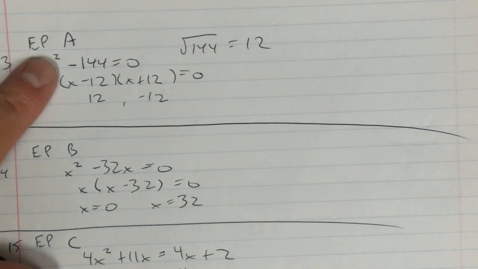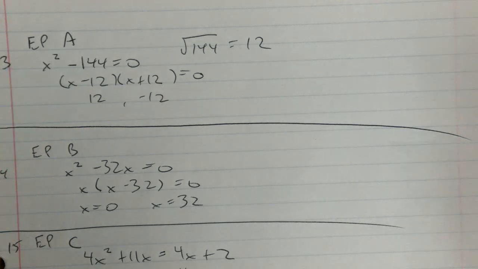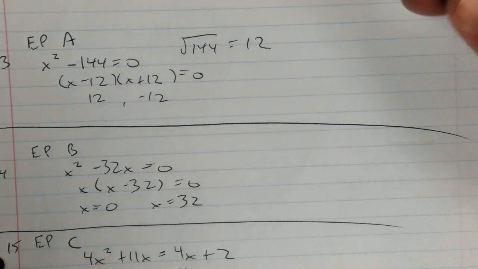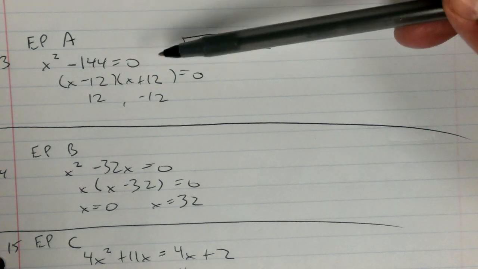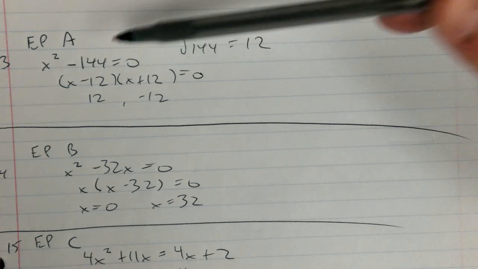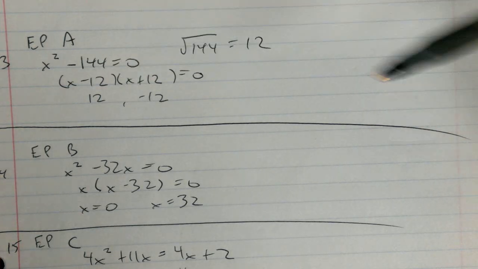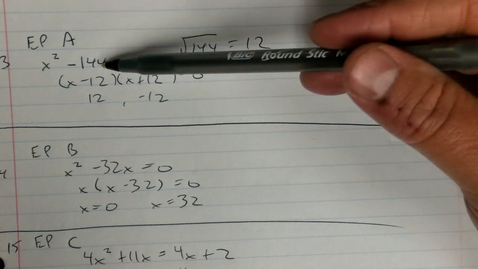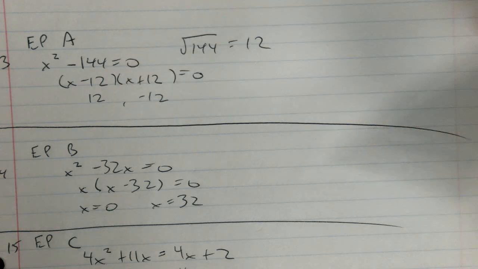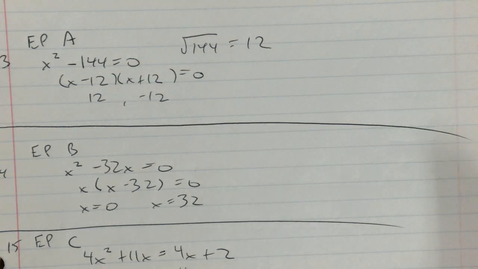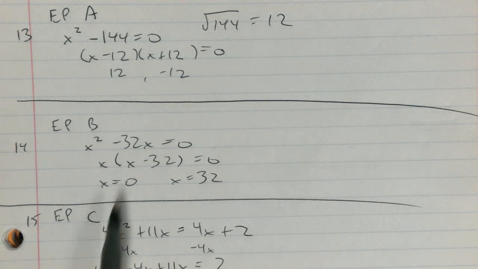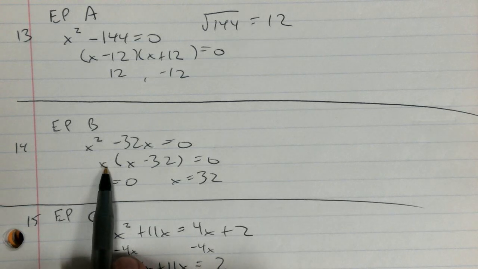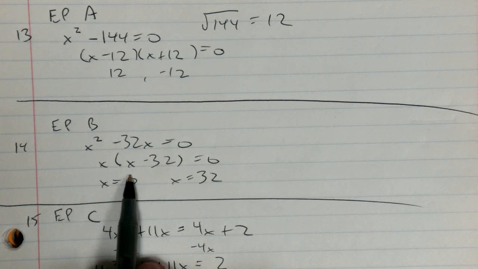For extra practice A, x squared minus 144 is 0. For your square root of 144, it's 12, and so you're going to put a negative 12 and a positive 12. So this is called the difference of two squares, and so you're going to have a negative and a positive. The order doesn't matter. So when you set them equal to 0, then you're going to have a positive for this one and a negative for that one. Your next one, you have your x squared minus 32x equals 0. So your only greatest common factor is x. And so then your answers are going to be 0 and 32.